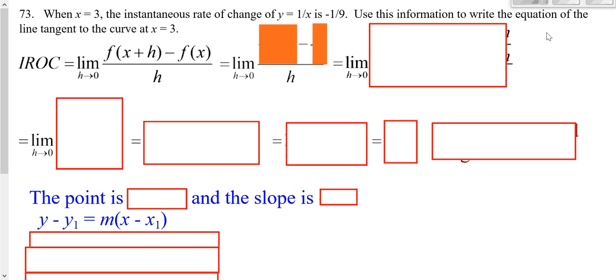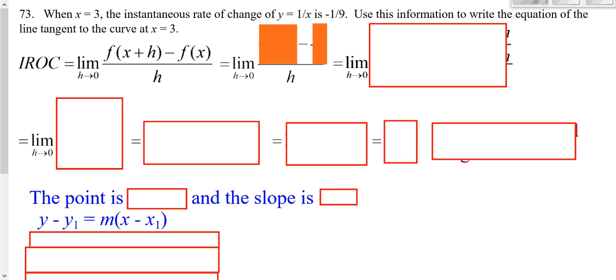So here you're asked to go ahead and write the equation of your tangent line. It's telling you that your instantaneous rate of change of y equals 1 over x when x is 3 is negative 1/9. Now, you should be able to just go ahead and find the equation of your tangent line, but why is it negative 1/9? Well, your instantaneous rate of change formula is here.